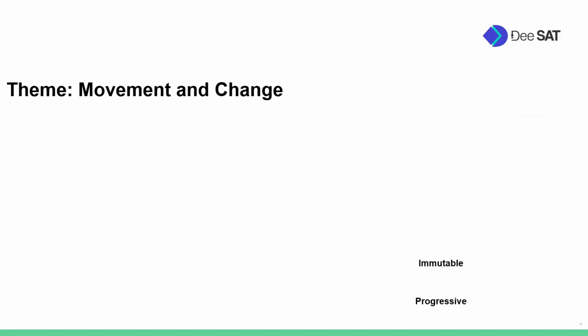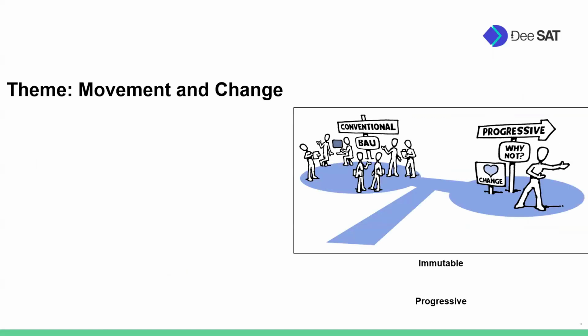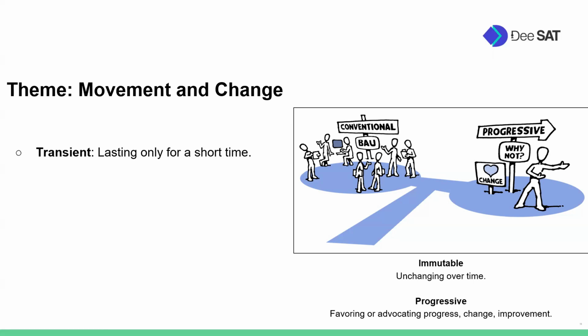Movement and change. Let's talk about the first group, immutable versus progressive. Now, immutable and progressive are the opposites of each other. Immutable is the same as conventional, a person who is not ready to change, whereas a progressive person would be the one who explores new things and is open to the changes coming along the way. Transient is something which only lasts for a short period of time, which means this also keeps changing. Static would be the opposite of which, and it means lacking in movement or any kind of change.